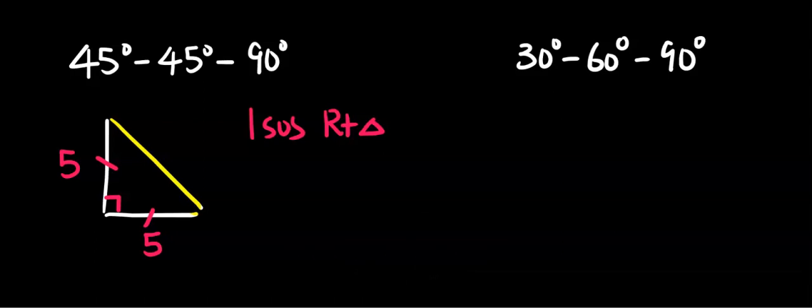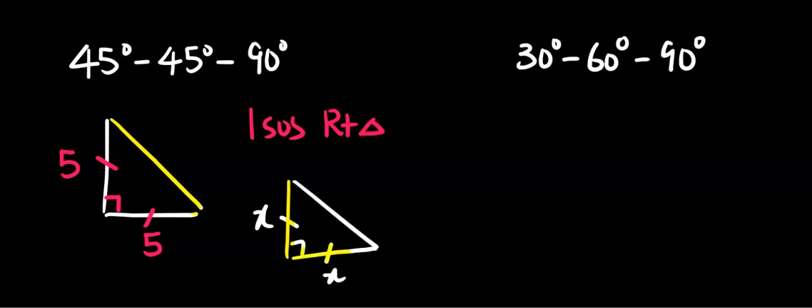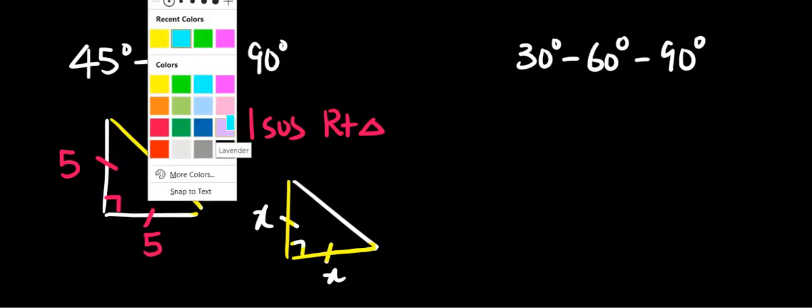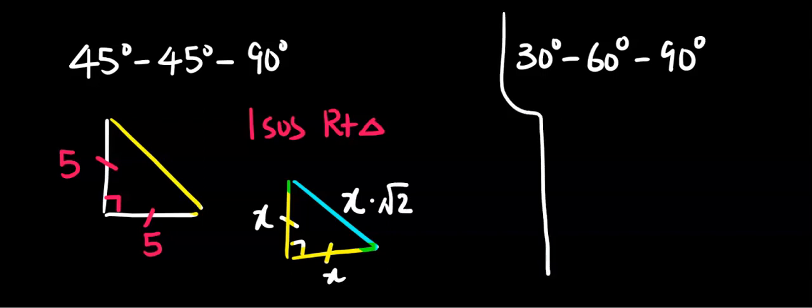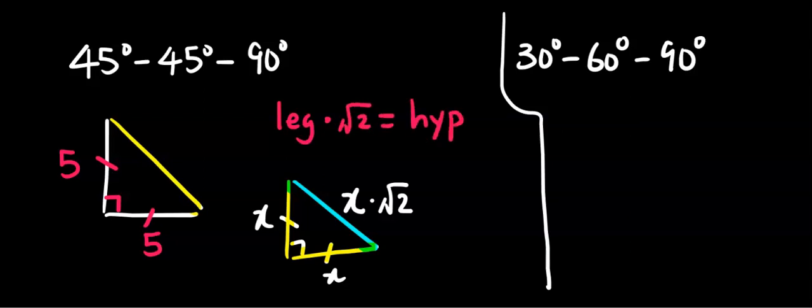The rule says this: in a 45, 45, 90 triangle, if this side is x, we're going to color it yellow, and this side is also x, we're going to color it yellow, and we're going to color the hypotenuse blue in this rule example. And the hypotenuse is always the leg length times square root 2. Therefore, if I were going to write it in words, I'm going to write like this: leg times square root 2 is hypotenuse. That's it.